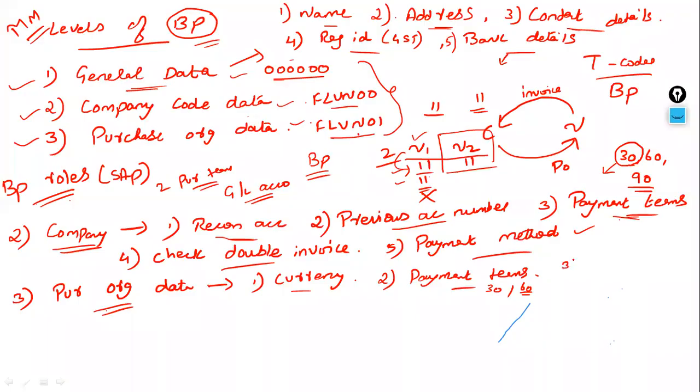Okay. The third one, which is important, is GR based invoice verification.